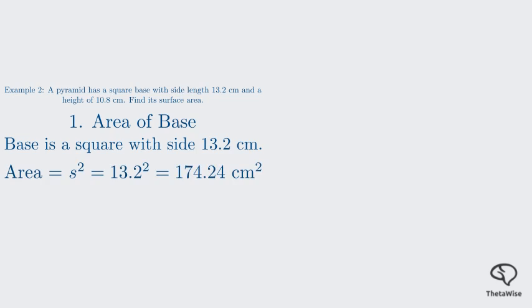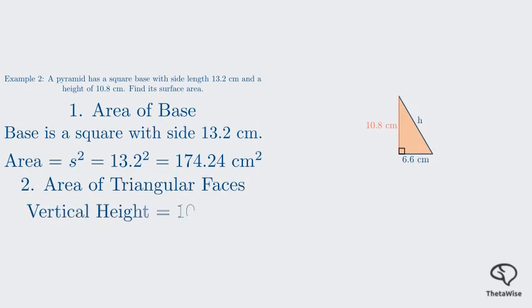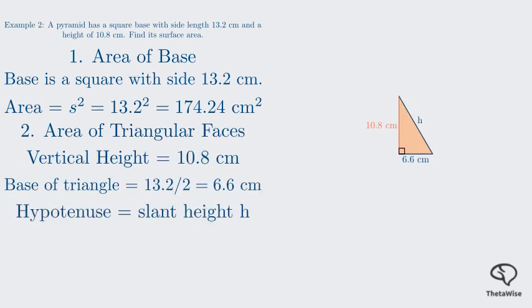Each is an isosceles triangle with a base of 13.2 centimeters. To find its area, we need its height, which we'll call h. This height is often called the slant height of the pyramid. To find the slant height, we need to use a key visualization. Imagine a right-angled triangle inside the pyramid. Its vertices are the apex, the center of the base, and the midpoint of one of the base edges.